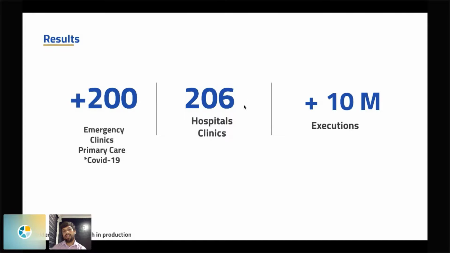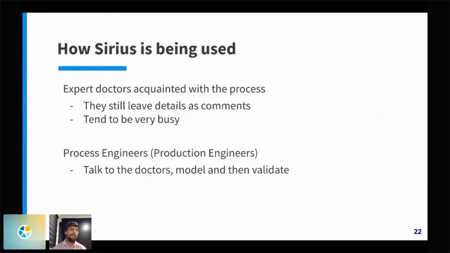So nowadays we have more than 200 hospitals and clinics as clients. We have more than 10 million executions. We can say it's 10 million treatments done to these patients, although a patient can go twice. So how Sirius is being used, summing up: we have expert doctors acquainted with the processes who can model with Sirius, but they still leave details as comments, and then we go there.